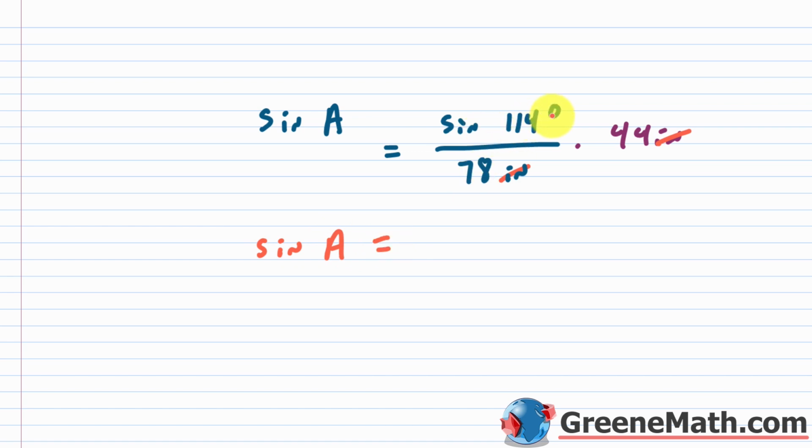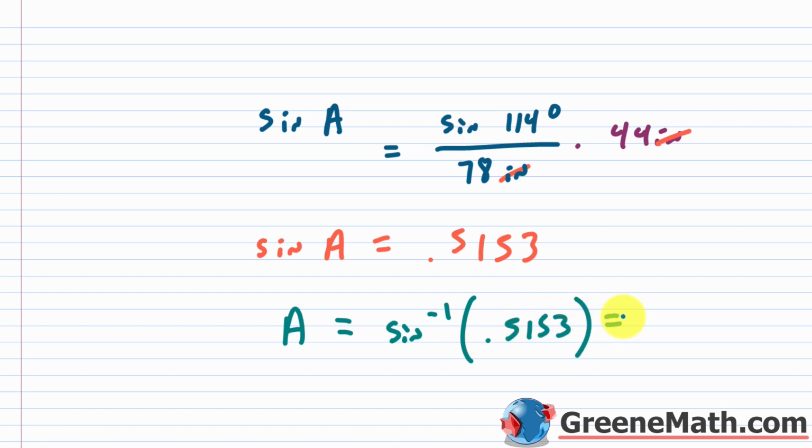So the sine of 114 degrees times 44, and then divided by 78, that's going to give me, let's say, about 0.5153. So if you want to figure out what is the measure for angle A, again, this is an approximation, but I'm just going to put equals. You're going to do the inverse sine of 0.5153. So that's going to give me, let's say, about 31 degrees.